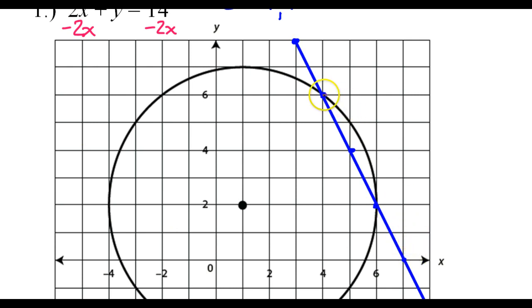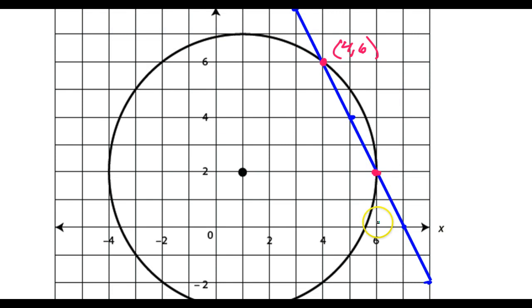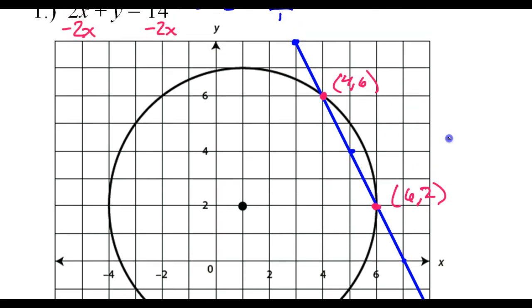hopefully you can see easily the points of intersection are here and here. So these are the solutions to the system. And this is the point 4, 6. And this is the point 6, 2. Alright, so these are the solutions to the system.